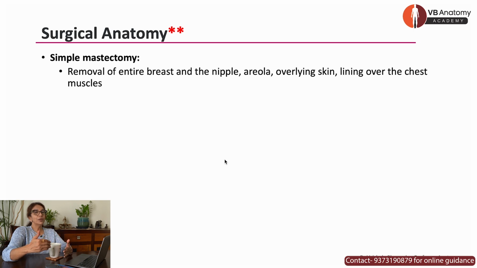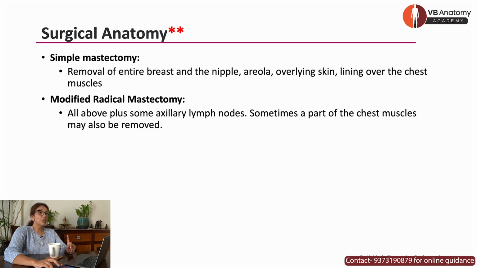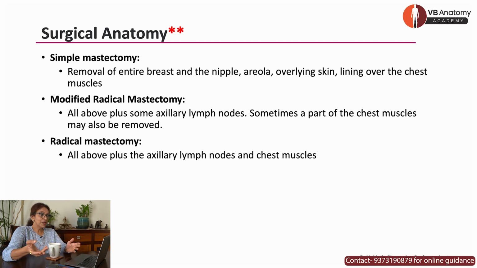Now, on the basis of all this, certain surgeries are planned, such as simple mastectomy, where the entire breast, nipple, areola, overlying skin and lining of the chest muscles is removed. A modified radical mastectomy, when all this is removed, plus a few of the lymph nodes and a few of the chest muscles. Radical mastectomy, when all of the lymph nodes and many of the chest muscles are removed.